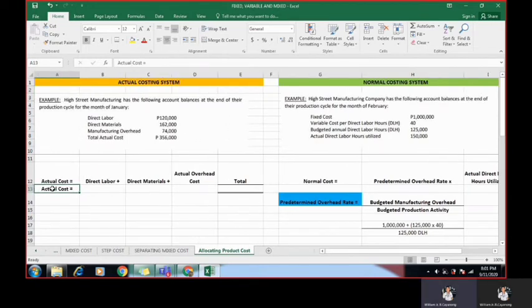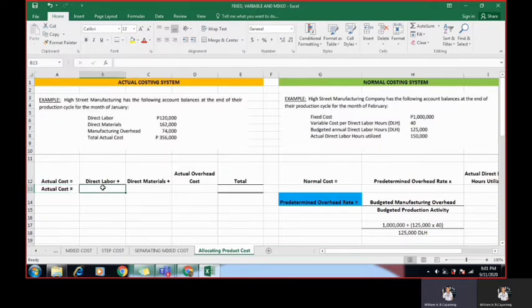Okay, so example, high street manufacturing has the following account balances at the end of their production cycle for the month of January. So may direct labor tayo ng 120,000, direct materials na 162,000, manufacturing overhead 74,000, and total actual cost 356,000. Okay, so let's add all together. Direct labor is 120. Okay, ayan. Ayan, lagyan natin ng ano, ayan, comma to make it peso format.